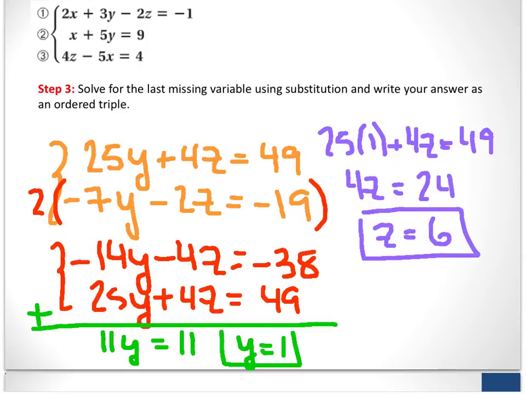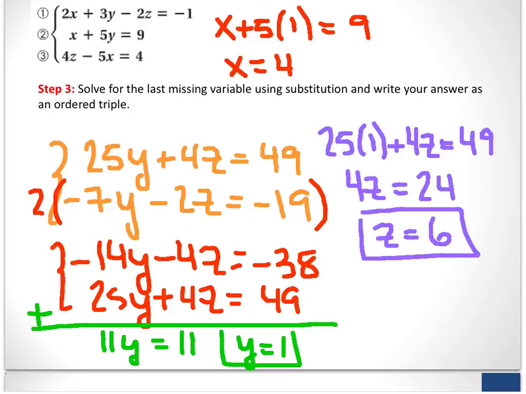Now I'm going to take z and y and plug them into one of my original equations. Now I just want x, so I could plug into any of them. It's whichever one's going to take the least amount of work, which I think is plugging into equation 2. So I'm going to have x plus 5 times y, which we found was 1, equals 9. So x is going to equal 4.